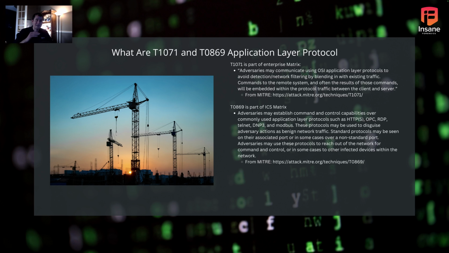T0869 is a similar deal. They're going to use common application layer protocols, and they actually call out HTTP. They throw in an industrial protocol, OPC. For those not aware, OPC DA is just DCOM, the industrial name for RPC DCOM that's used in older stuff. OPC UA switched to an XML format that a lot of times goes over HTTP or HTTPS. Also RDP, Telnet, DNP3, Modbus. So we have this on the OT side, the industrial control system side, and we have the IT protocols.